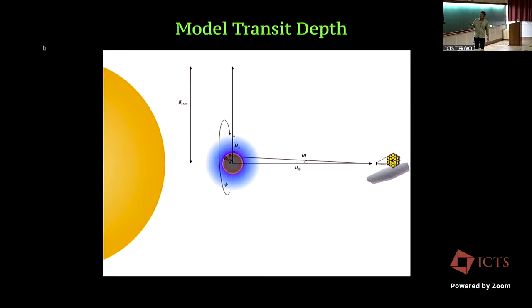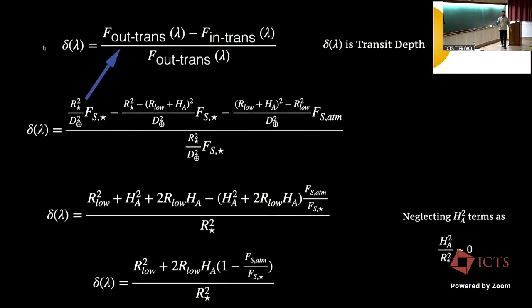This is the height of your atmosphere, H_A, and this is R_star, the radius of the star. If you add the planet's radius R_low and that of its atmosphere H_A, you get the total radius of the planet. Now, given this nomenclature, we can come to the equations. Earlier we defined what transit depth is. It was the difference in flux: the out-of-transit flux minus the in-transit flux.